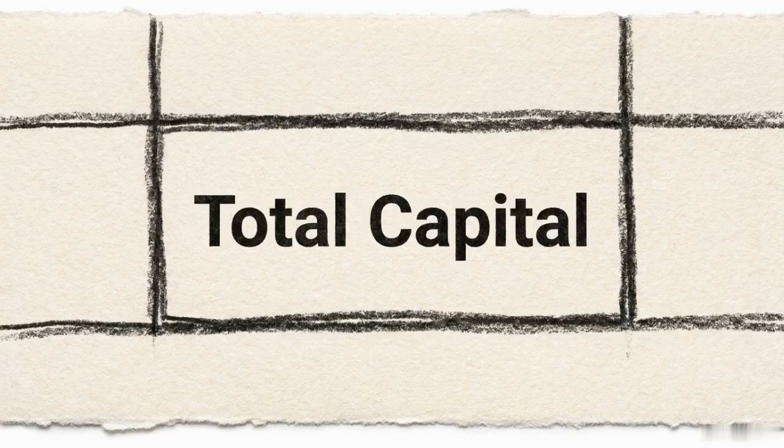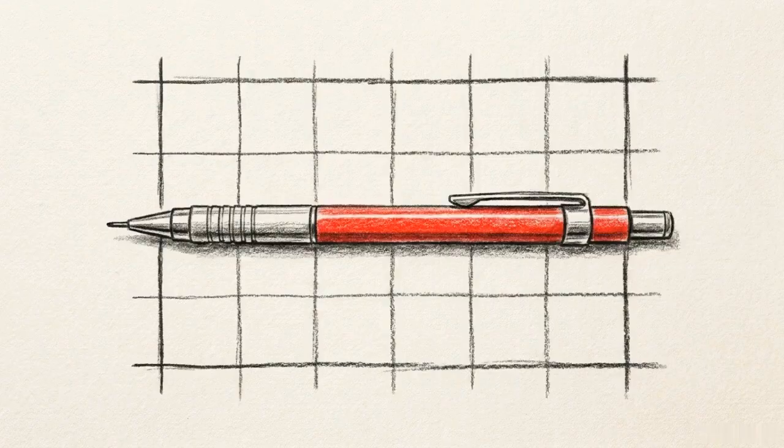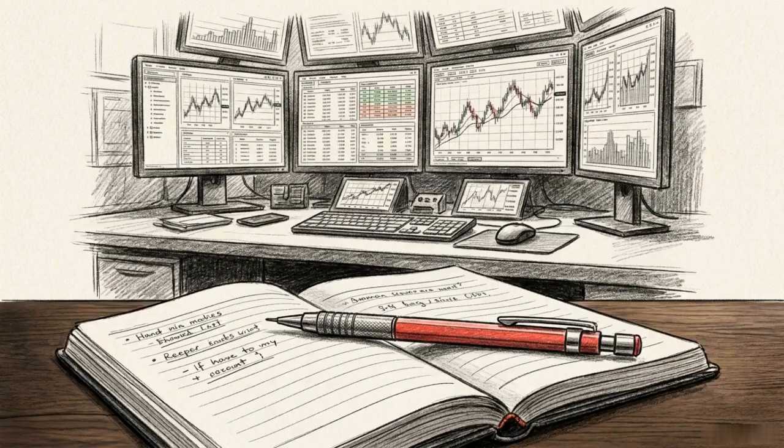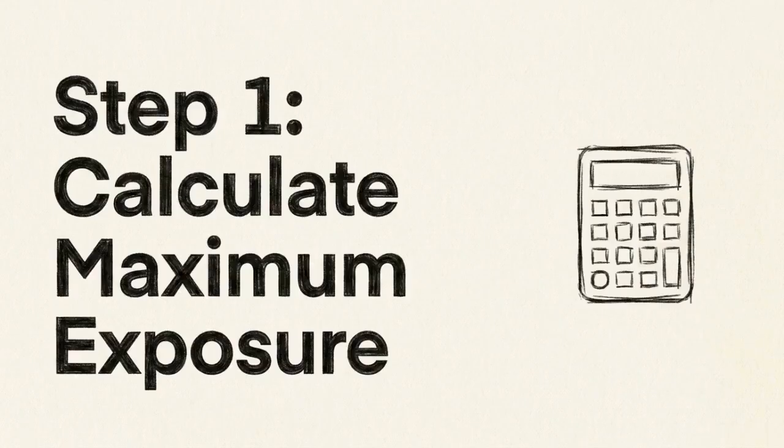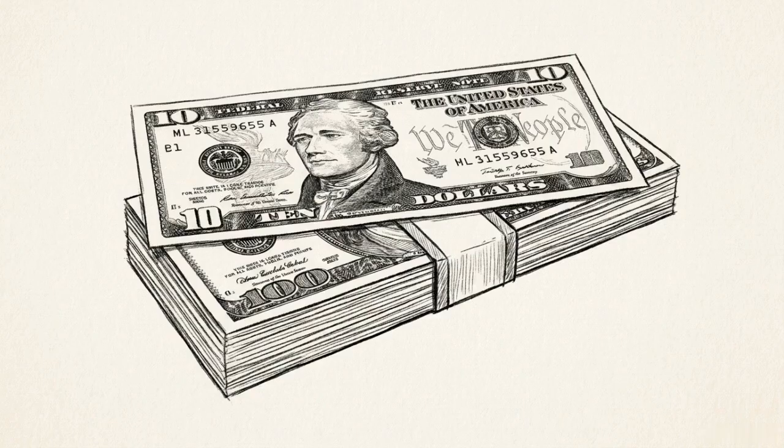Institutional risk management begins with the 1% rule. This limits the total capital lost on a single trade to a fraction of the balance. Take your total account size and multiply it by 0.01. This number represents the maximum dollar amount you are permitted to lose on the next trade. For a $1,000 account, the maximum risk is $10.